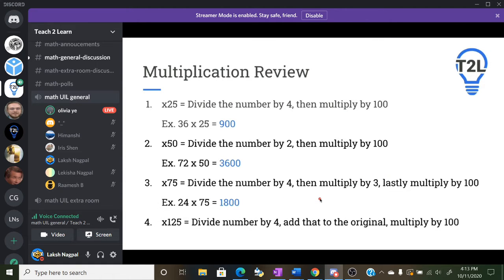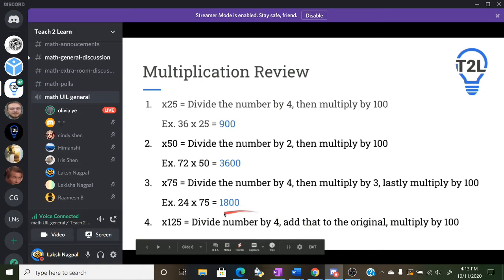And then the last one is 125. For this one, you divide the number by 4, add it to the original, and then multiply by 100. When you're dividing by 4, it's the same thing as taking 25, and then you add one of itself. So 125 is 5/4 of 100, and 5/4 is 1 1/4. So you can take itself and 1/4 of the number you're multiplying by to get 5/4 of 100. So try 44 times 125. That's the next one.